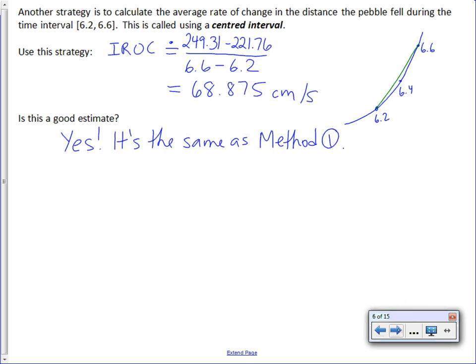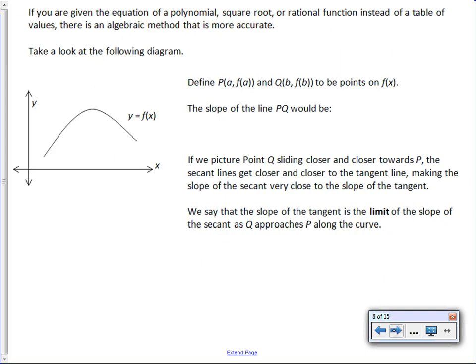Then we showed the centered interval strategy, where you pick the point where you want to find the instantaneous rate of change, you sandwich it in between the 2 closest values nearby, and you find the average rate of change of those, which will be very close to the instantaneous rate of change at that middle location. Both are good ways to estimate, but they are not exact. So now, what happens if you're given an actual equation of a function? Can we come up with a more exact way of finding the instantaneous rate of change? It's not an estimate anymore, now it's an exact calculation.